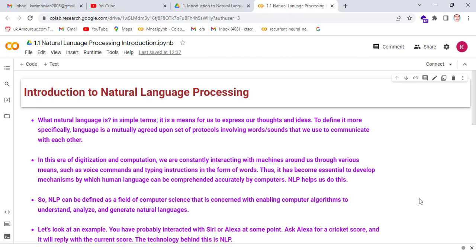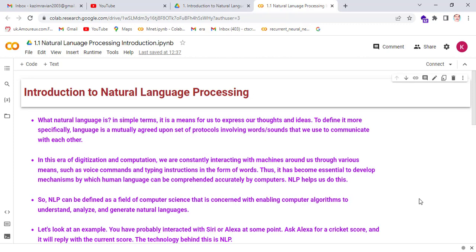In this era of digitization and computation, we are constantly interacting with machines around us through various means such as voice commands and typing instructions in the form of words. Thus, it has become essential to develop mechanisms by which human language can be comprehended accurately by computers or machines. NLP helps us do this.